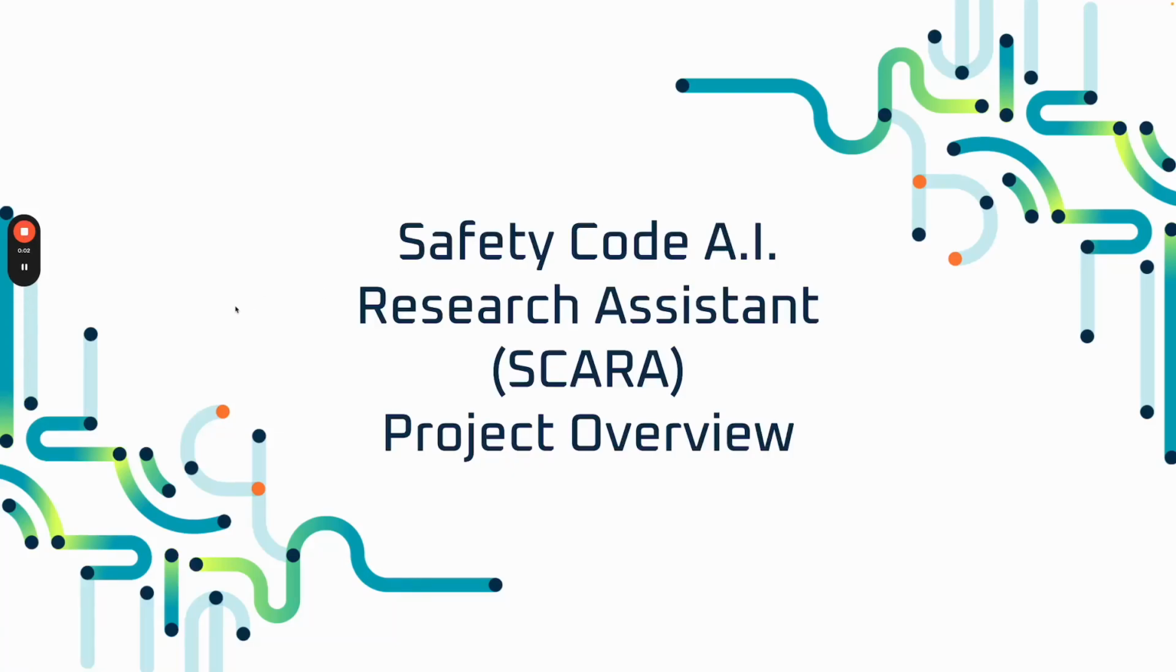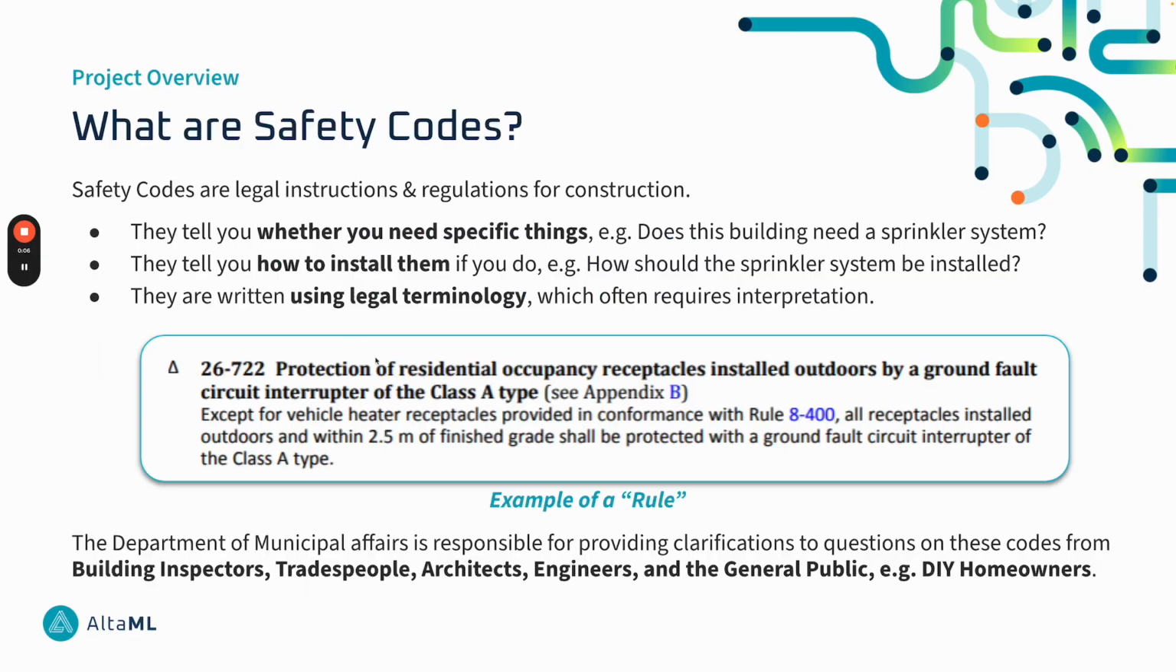This is a project overview of the Safety Code AI Research Assistant. What are safety codes? Safety codes are legal instructions and regulations for construction. They tell you whether you need specific things. For example, does this building need a sprinkler system? They tell you how to install them, if you do. For example, how should this sprinkler system be installed?